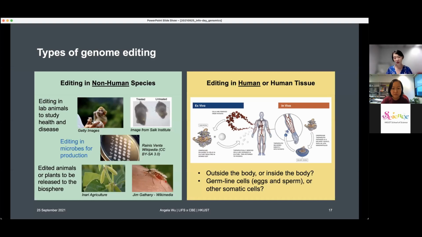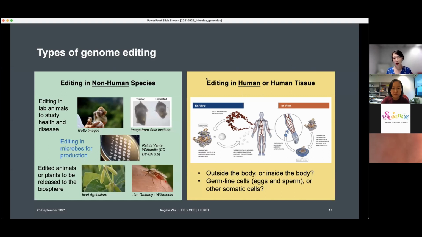But I would actually like to argue that we should participate more in the discussion of editing of non-human species because the advance is so fast and it's entering our lives already. We want to be prepared for any potential issues before it happens rather than waiting until it happens to address them. Now let's go to human editing.